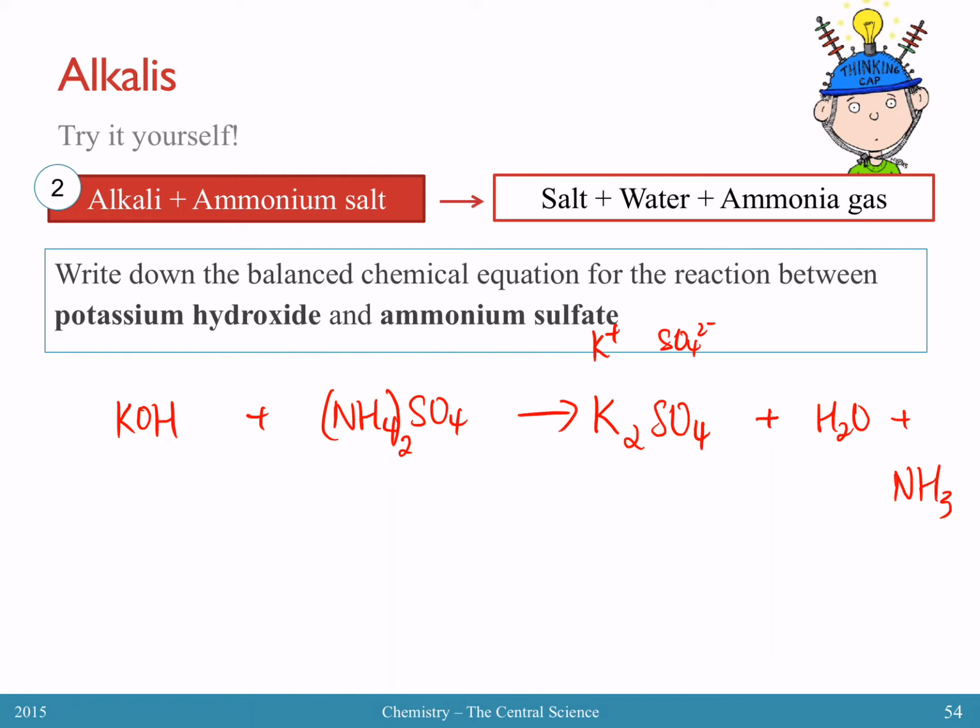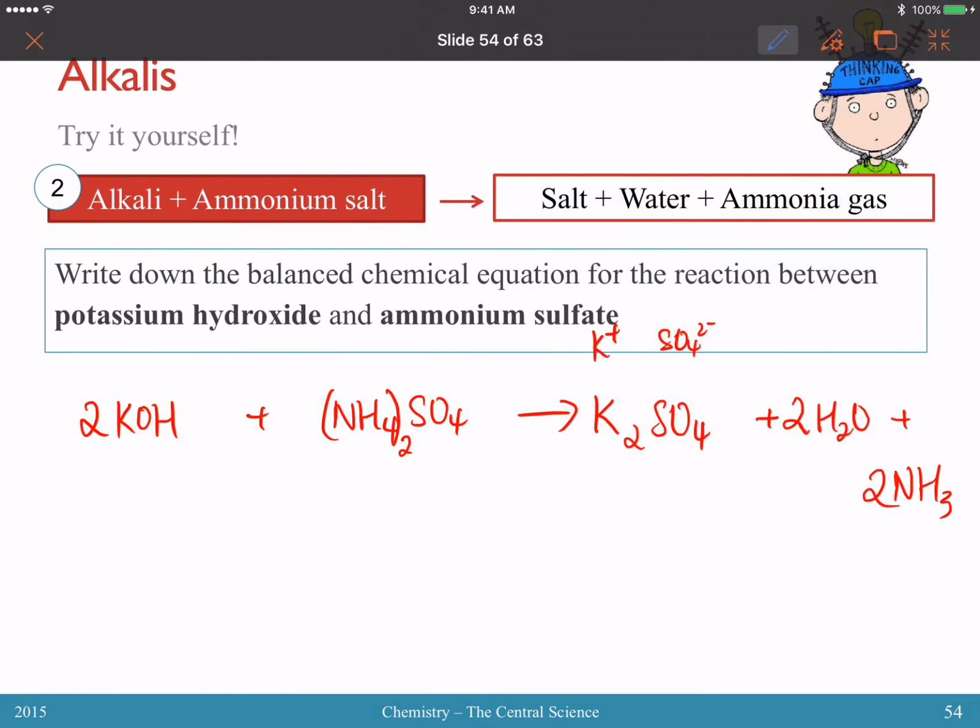Now let's check, is the equation balanced? Not balanced. This one must have 2. Anything else? This one must have 2. What about my water? Should have 2 also. Now the equation is balanced. Let's add the state symbols. State symbols here is aqueous. It's also aqueous.